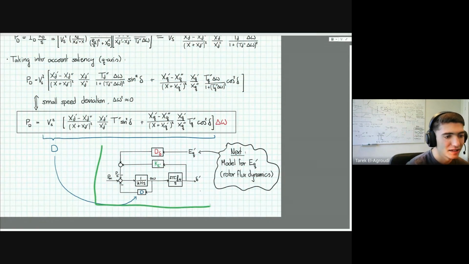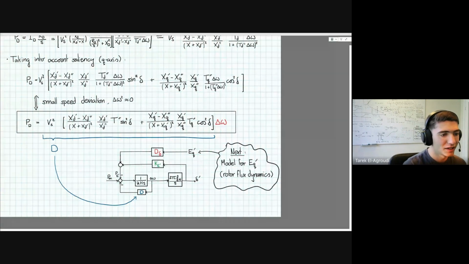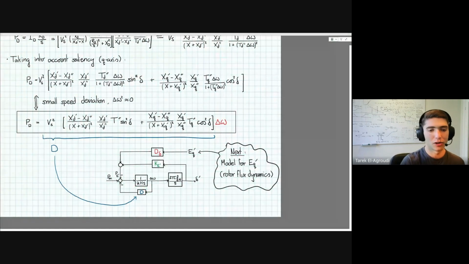And so this is the final linearized model of the synchronous generator. Your electrical power has been linearized with respect to your power angle and your internal transient voltage, because this one can change, and your damper winding effects have been put into the D constant. So that's the third order linear model.